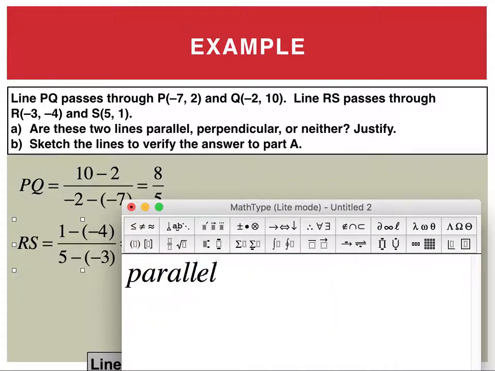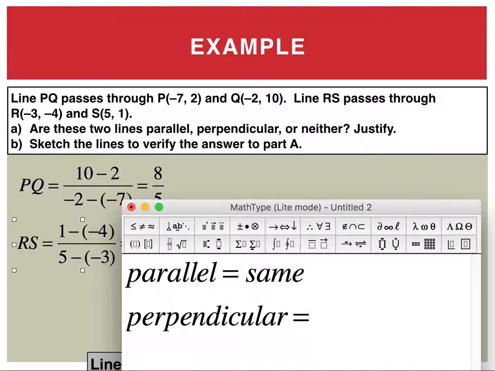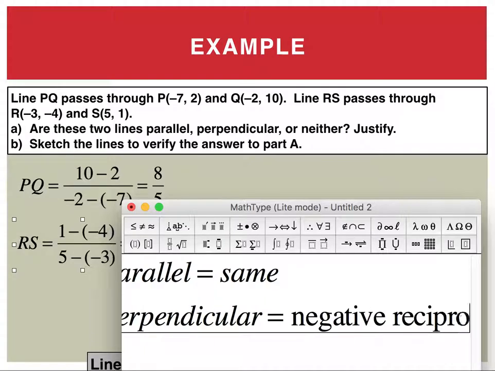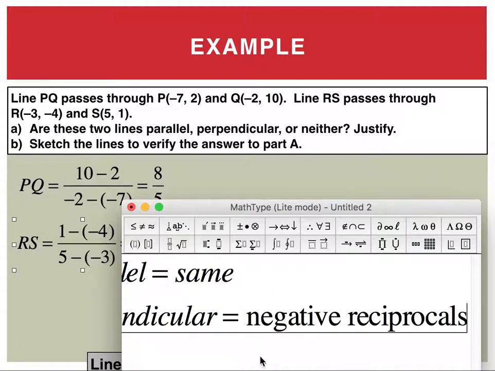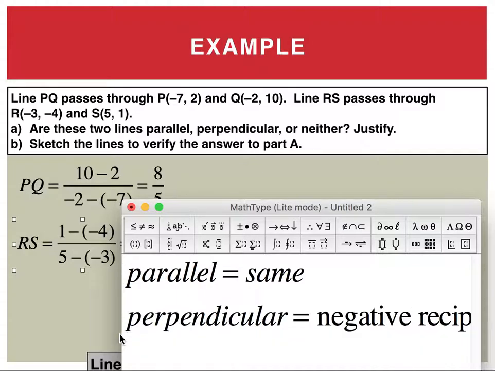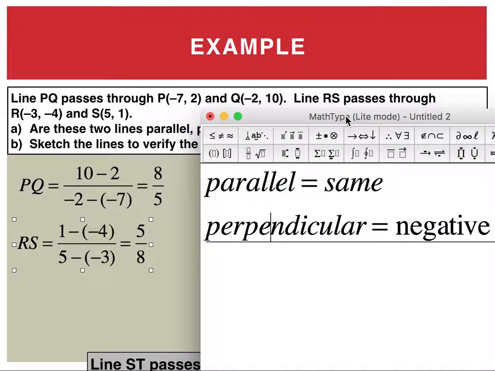So now the question is, are these lines parallel, perpendicular, or neither? Well, remember, parallel means same, and perpendicular means negative reciprocals. So for them to be parallel, they have to be the same, and for them to be perpendicular, they have to be negative reciprocals. So are they the same? Hopefully everyone knows they're not the same. 8 over 5 and 5 over 8 aren't the same. I know they have the same two numbers, but they're not the same. Negative reciprocals? Well, they're reciprocals, because one's 8 over 5, one's 5 over 8, but they're not negative. There's no negative there.